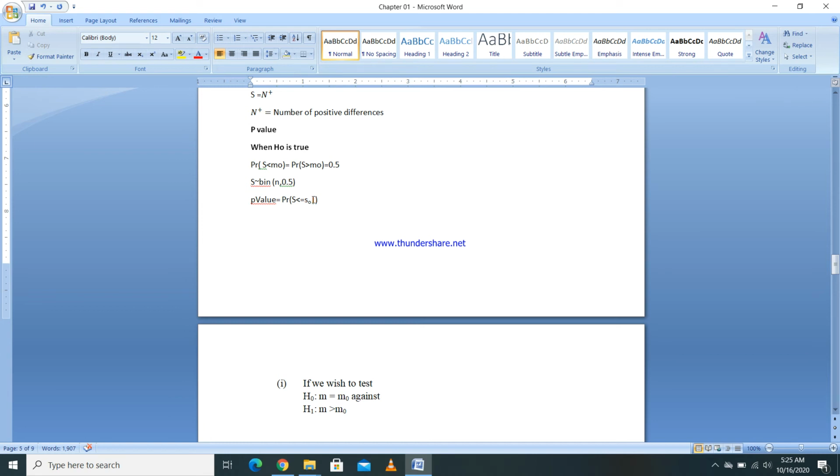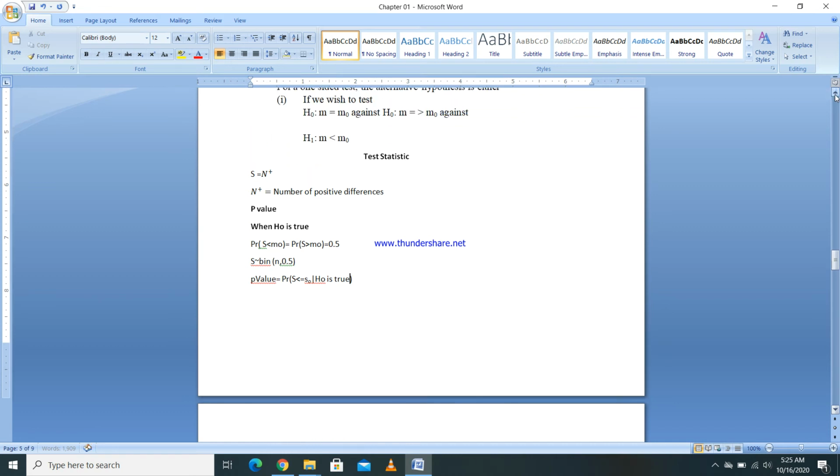So S naught is the value of the test statistic. You have to calculate the probability that your test statistic is less than or equal to this observed value S naught when H naught is true. Given that H naught is true, we know S has a binomial distribution, so you have to calculate the p-value using the binomial distribution. This is what you have to do for the one-sided test when you calculate the p-value.